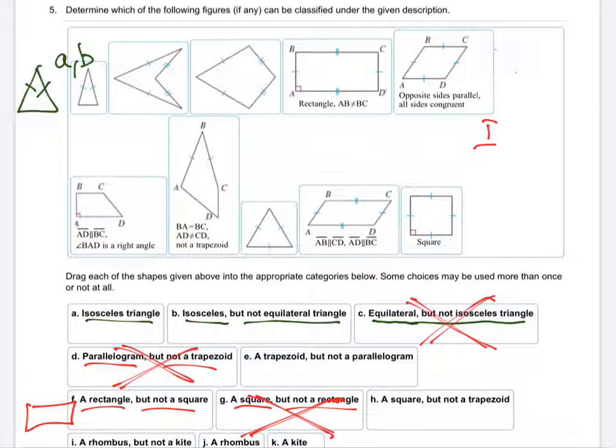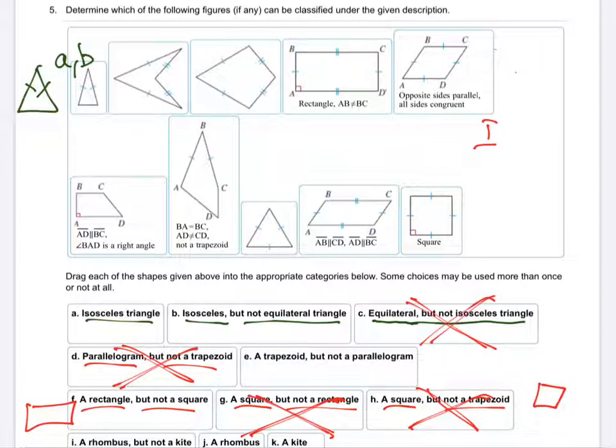And then a square but not a trapezoid. Can you be a square but not be a trapezoid? No. If you're a square, you're a perfect trapezoid. Remember what trapezoid means? At least two sides are parallel? Well, yeah, everything's parallel in a square. I mean, top, bottom, and right, left is what I mean. If you're a square, you're like everything.